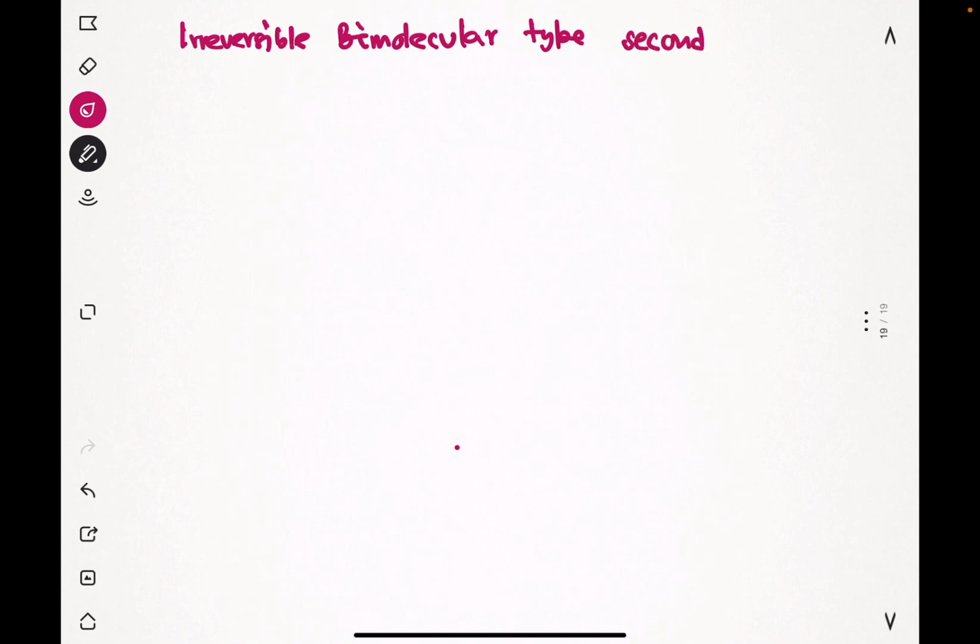Okay. Now let's look into this irreversible bimolecular type second order reaction. So moving from first order to second order now. And here, say we are looking into this reaction.